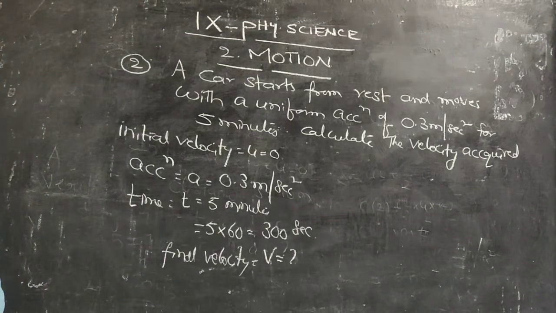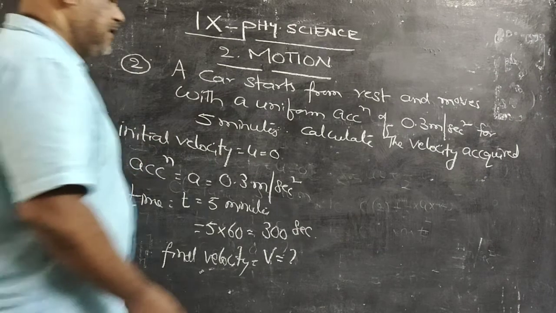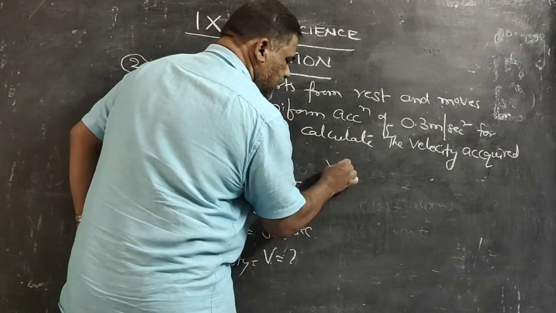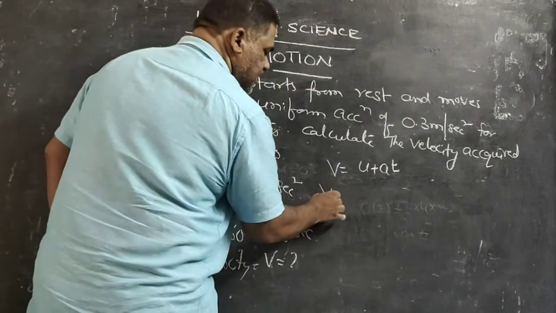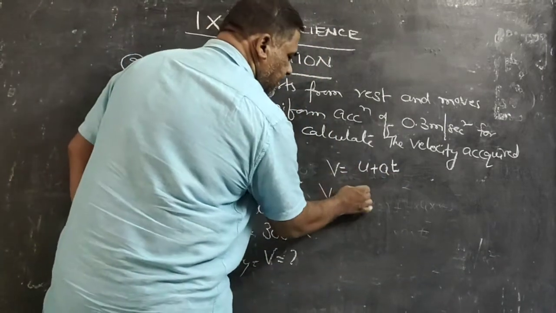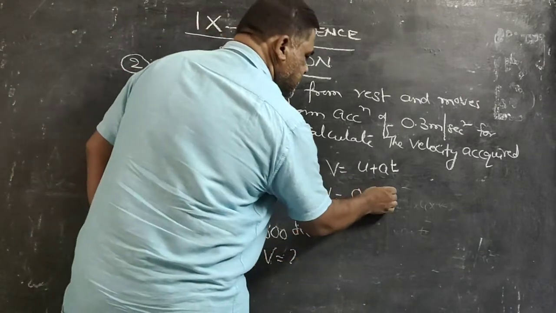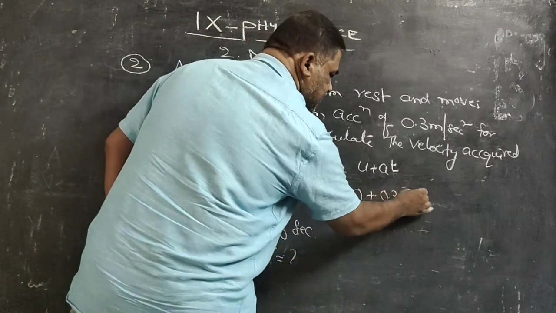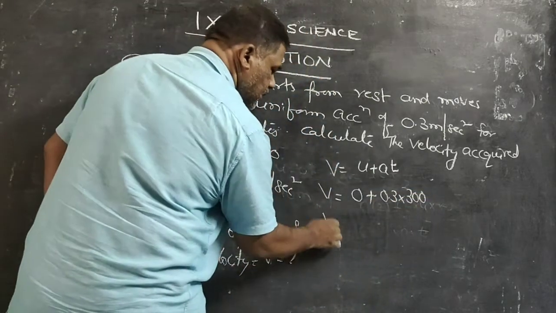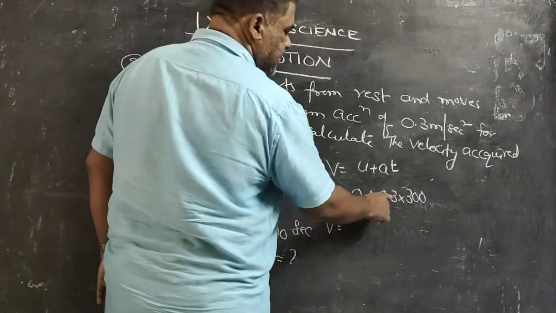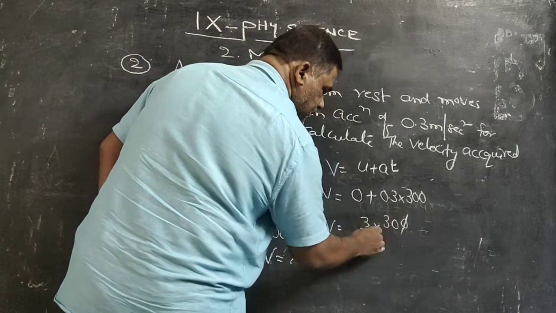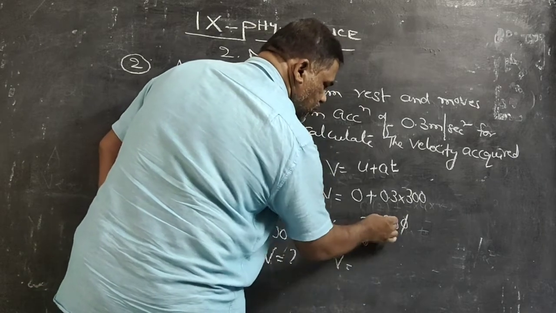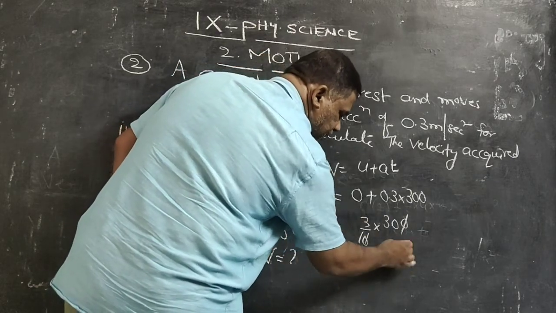So what are the equations involved in this? Let us see. First one is v is equal to u plus at. Let us take that. We know that v is equal to u plus at. Final velocity we have to find, that is v. Initial velocity is 0. Acceleration is 0.3. Time is 300 seconds. So v is equal to 0.3 means it is 3 by 10 into 300. So final velocity is equal to 3 into 3, 90 meters per second.